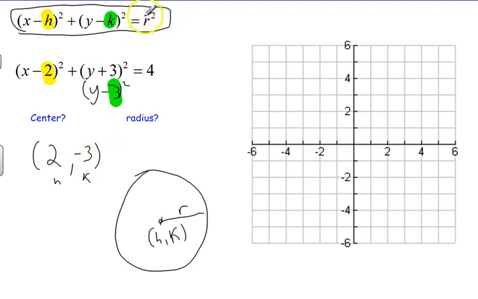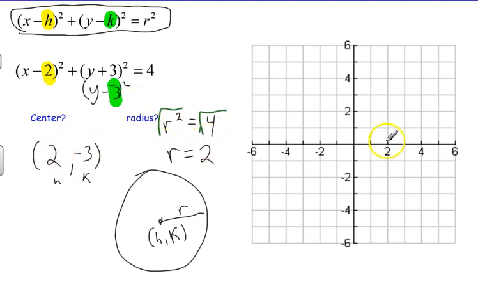And then according to the formula, this is r squared. So you might write something like r squared equals 4. You're going to take the square root of both sides. Don't forget plus or minus, actually you don't need plus or minus because radius is a distance, so the radius would be 2. And so we found the radius is 2 and the center is 2, negative 3.